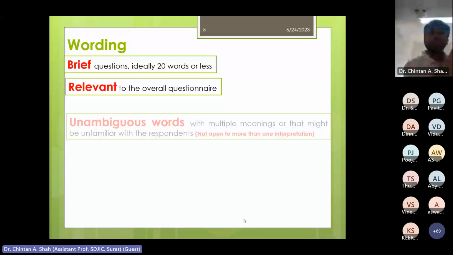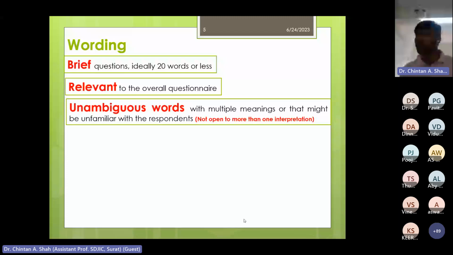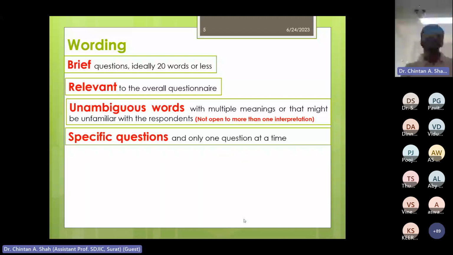In Gujarati, if I say a word, people can use the same word in different ways. People can interpret the same things in a different manner. So never be open to more than one interpretation. Try to avoid unfamiliar words. Ask specific questions, simple questions, one at a time. The objective of wording is that it should not lead the respondent to a particular answer. Stick with the objective, stick with the problem that you are having.